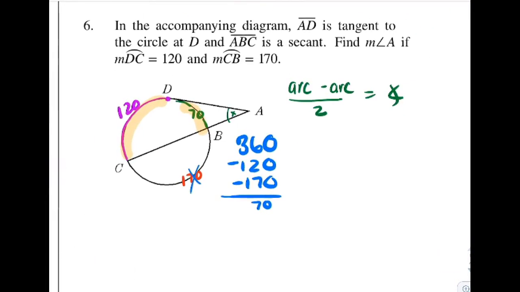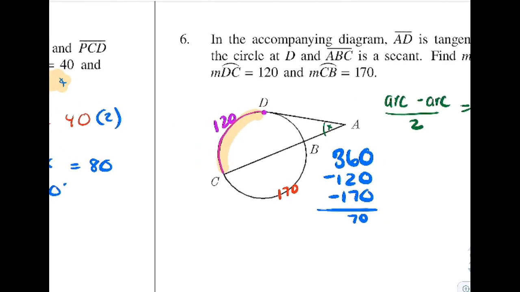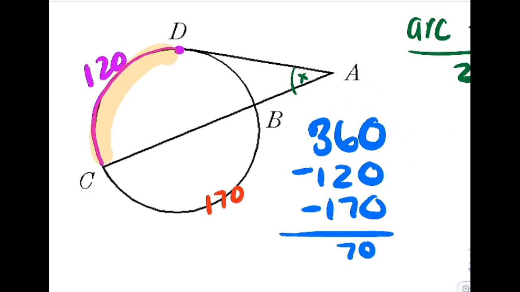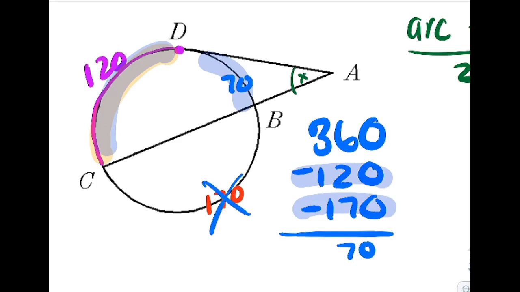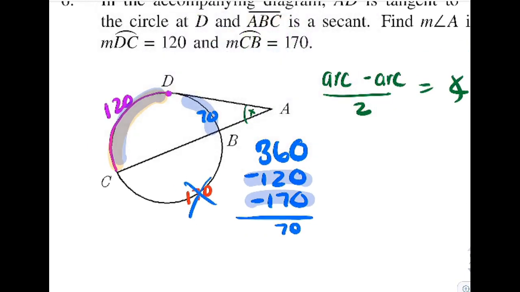Number 6, it gave you that information right there. What you want is this arc and this arc. This isn't really involved, except you need it to find this one. So if an entire circle is 360, and you've used 120 and 170, then this arc must be 70. Now you don't need this one. It's 120 minus 70 divided by 2, which is 25 degrees.